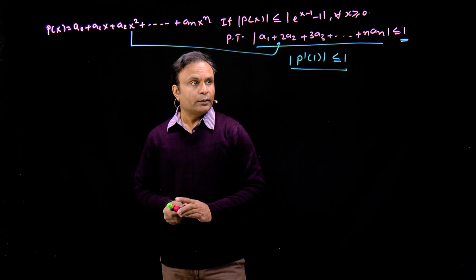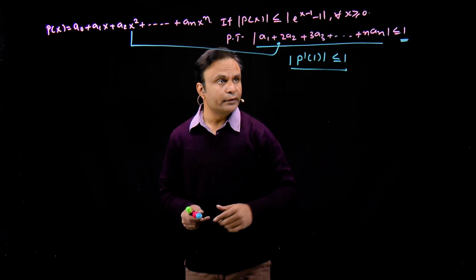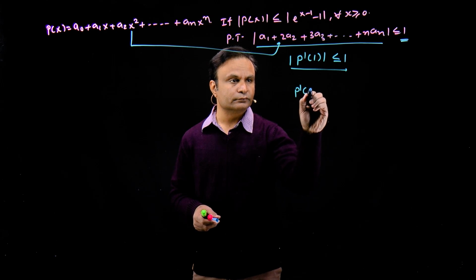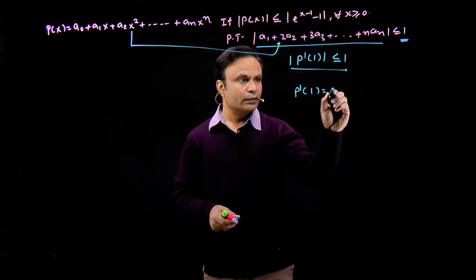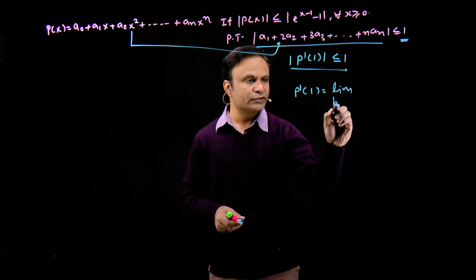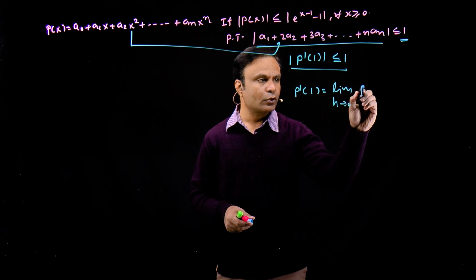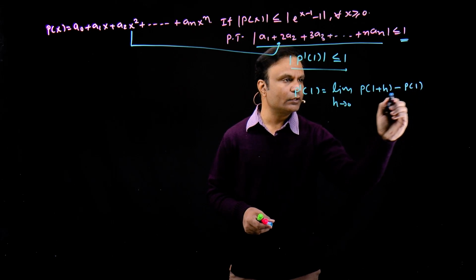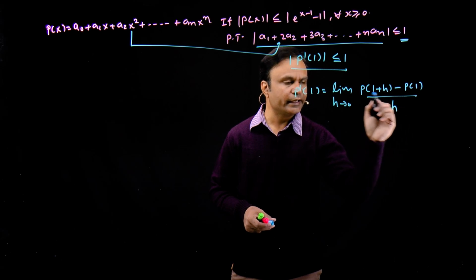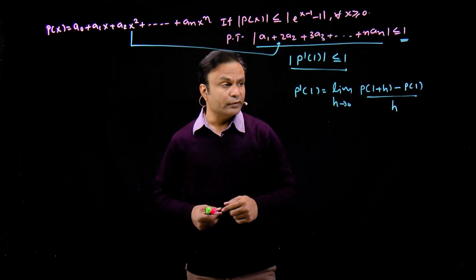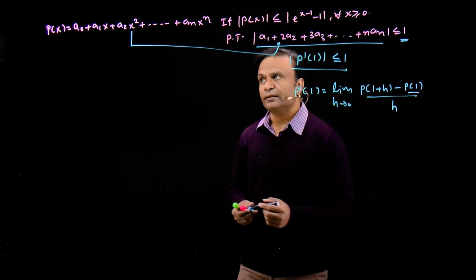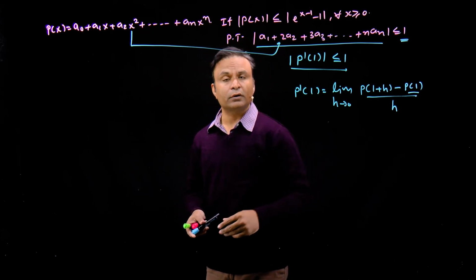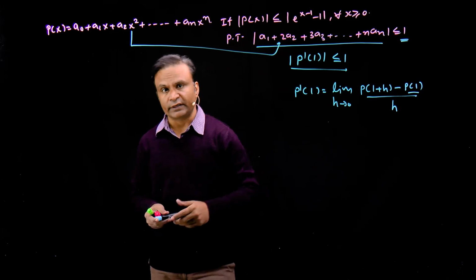Okay, now we have p dash 1. What is the definition of p dash 1? Definition is limit h tends to 0 of p of 1 plus h minus p of 1 upon h. For this, we will require the value of p of 1, and that again we can find from the given function or functional inequality.